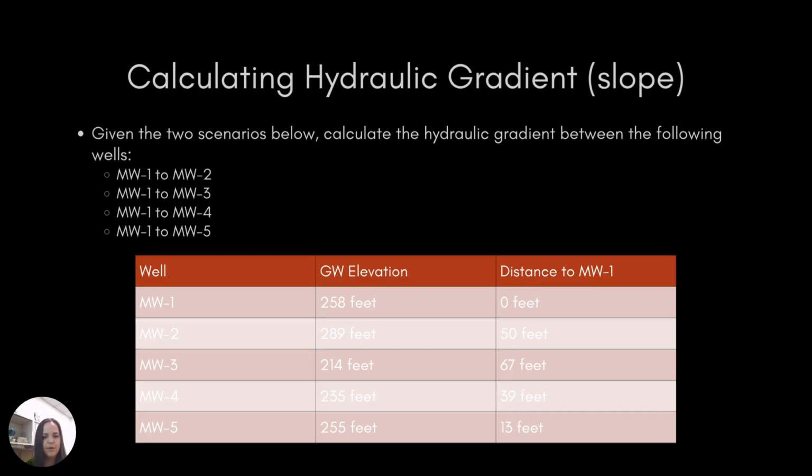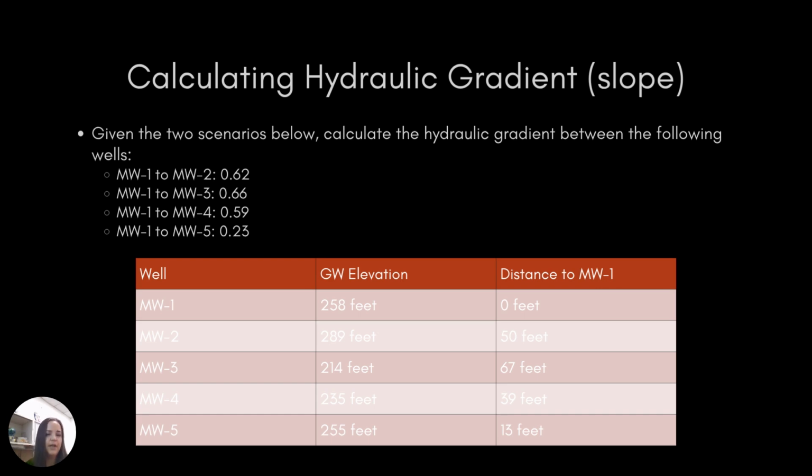All right, so some practice calculating hydraulic gradients is here for you. So given the two scenarios below, calculate the hydraulic gradient between the following wells. So I have well sites, 5 well sites, groundwater elevation and distance to MW1. So you're just doing the relationship between MW1 and that well. So I'll give you a couple minutes, pause the video, and then the next slide will give you the answers.